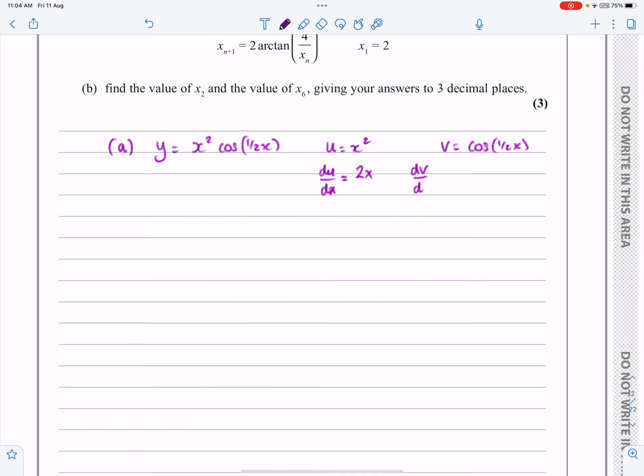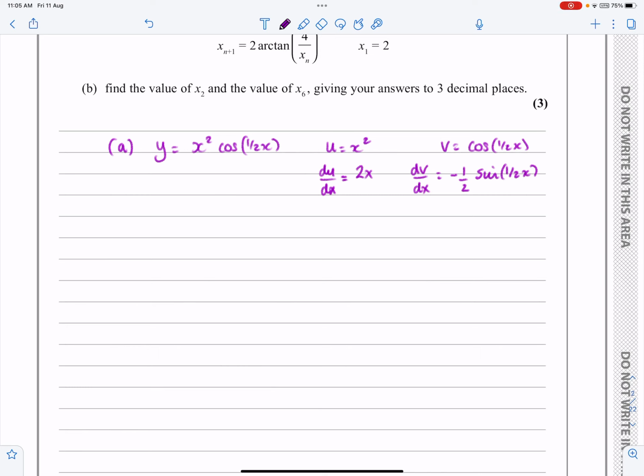And you need to be able to differentiate something like cos a half x. So the way to think about it is that the differential of cos is minus sine, but this half is going to have an impact on it as well. So it's going to work out to be minus a half and then sine a half x. You really need to go and practice those away from past papers if you can't do that straight away at the moment.